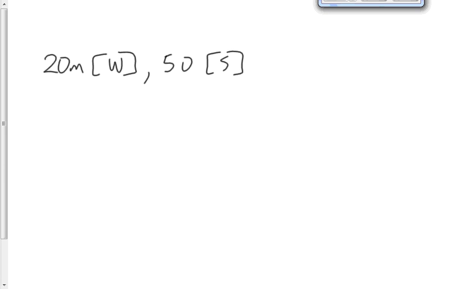No, I don't even want the full diagram. All I want is 20 meters to the west. Okay, Lewis has got the easy one. 20 meters to the west. Is he right, by the way? Looks good. All right. Who's up next to draw the second one, 50 to the south? Okay. Is he right? 50 to the south? Yeah, he's right.